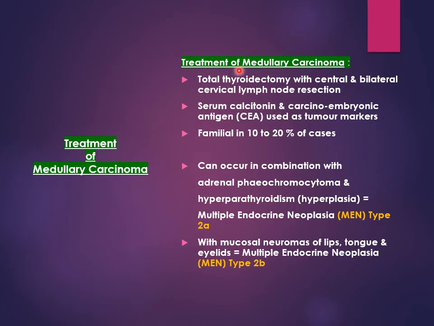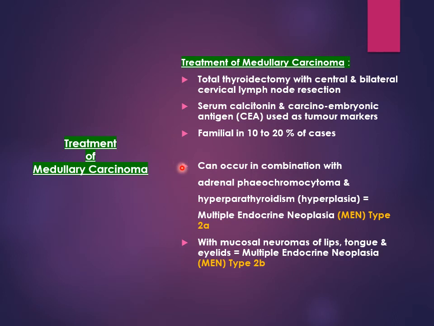Then treatment of medullary carcinoma is total thyroidectomy with central and bilateral cervical lymph node dissection. In these patients, serum calcitonin and carcinoembryonic antigen (CEA) are used as tumor markers. And these tumors tend to be familial in about 10 to 20% of cases.